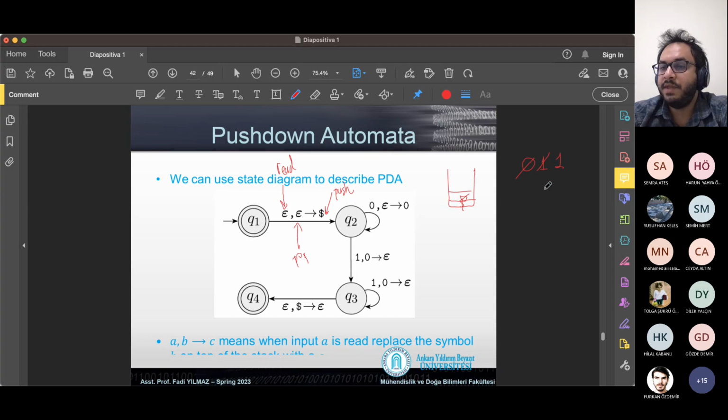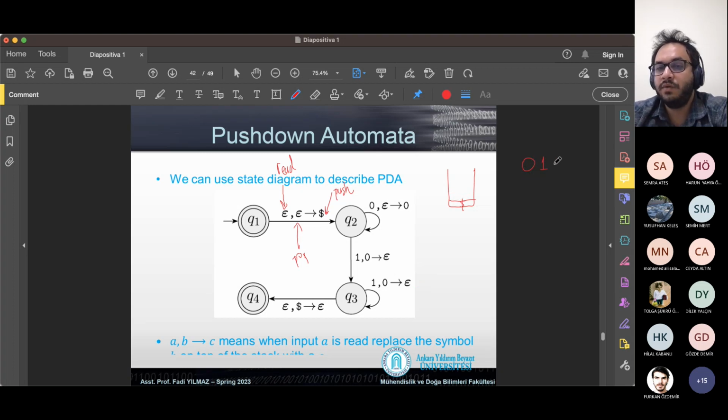Now I'm reading the second 1 here. Read a 1, pop a 0, but there's no 0 here. What I'm seeing at the top of the stack is the $ sign. So I cannot do that. It's violating. I cannot run this on my stack because there is no 0, but the transition tells me I have to pop a 0. But I have a $ sign at the top of my stack, so it is violating the rule. Okay, guys?